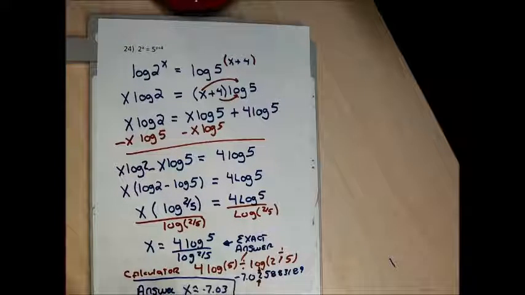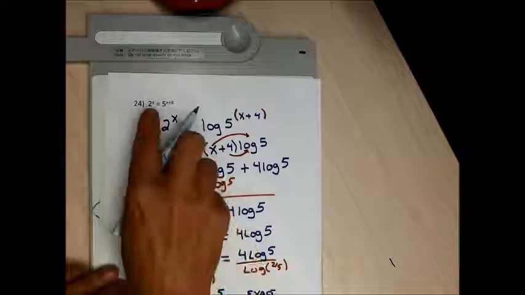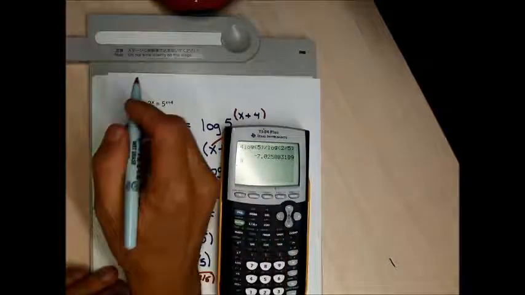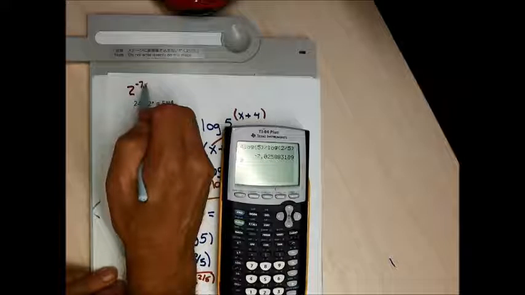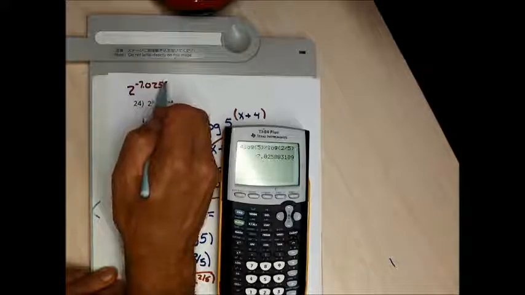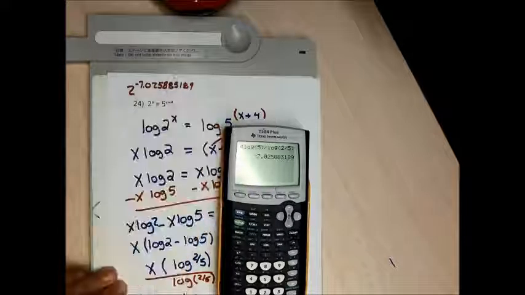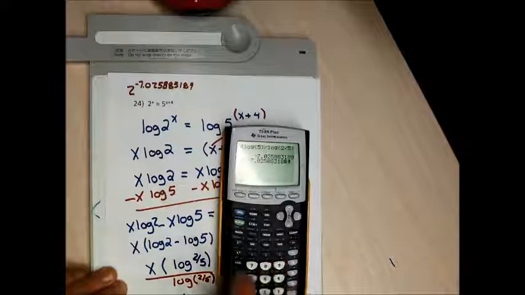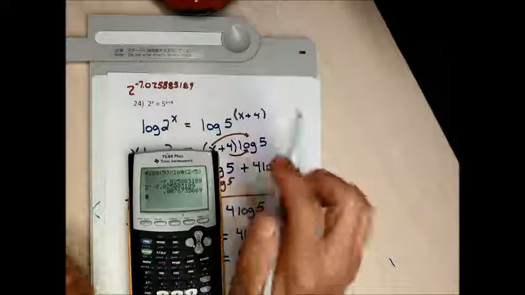I should check, and I didn't leave myself a lot of room to check, but I'm going to sneak it in right up top. So to check, I should take my answer and plug it in for x, and the more decimals I carry in my answer, the better my checking is going to be. And in this case, I have to check on both sides because there's an x on either side of the equal sign. So for the left side, I need to enter that. So I'm going to go 2 up arrow negative 7.0258883189. This is probably going to give me something in scientific notation, but it didn't. So this gives me this number.